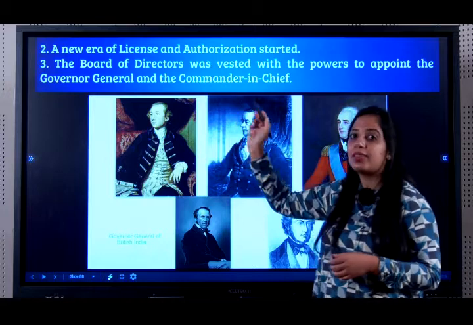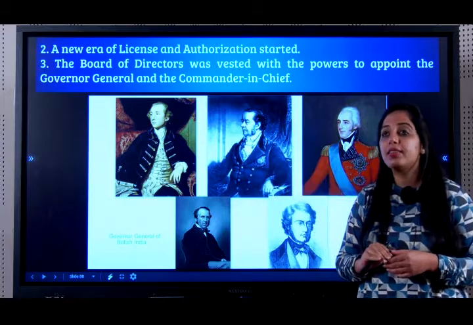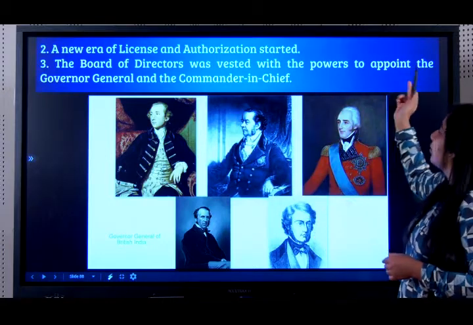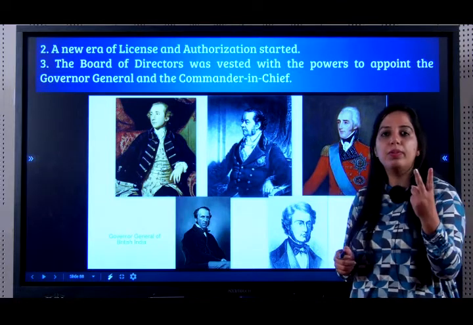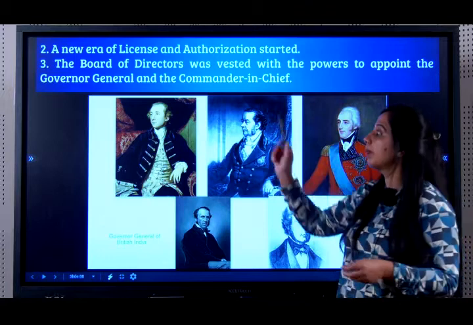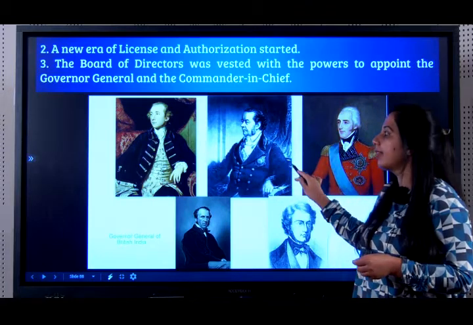The board of directors, remember there was a board of directors, was vested with the powers to appoint the Governor General and Commander in Chief. Two people were to be appointed, and this was the responsibility of the board of directors.